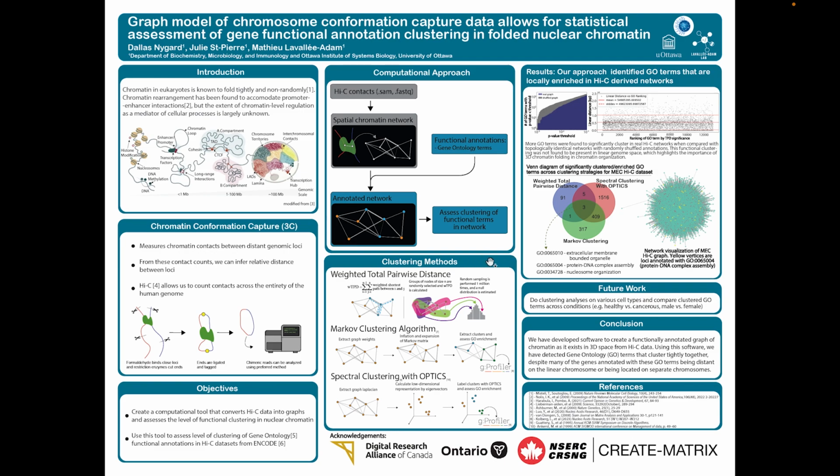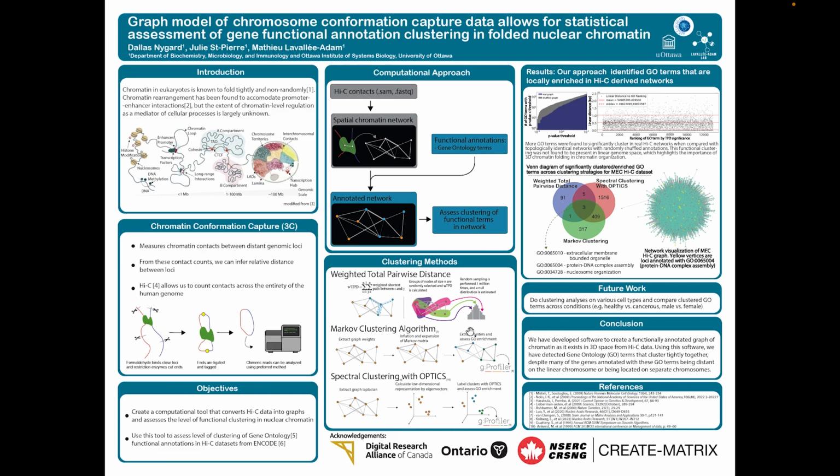So we utilize three clustering methods to apply to this network, and it's important that we capture a breadth of clustering methods just because these methods all sort of capture different facets of the data. For example, we use weighted total pairwise distance, which is able to take a query set of nodes within the network, so a number of loci, say all loci that are annotated with a given gene ontology term, and by comparing the sum of the shortest pairwise paths of that set to a null distribution of a set of the same size, we can determine whether a set of nodes is statistically significantly clustering within 3D space in the nucleus.